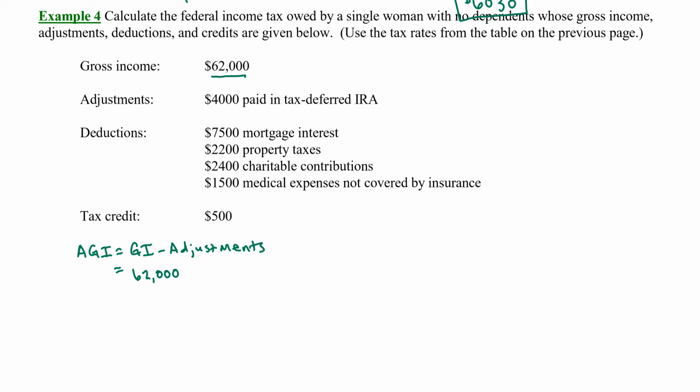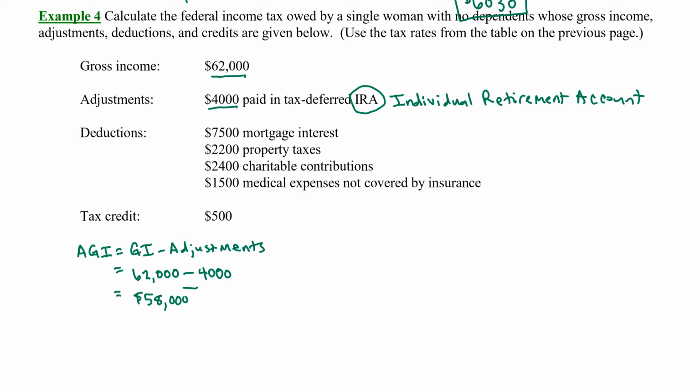Notice she is saving for an IRA. That means individual retirement account. We will spend an entire section learning about those. It's going to be really useful and exciting information. So $62,000 minus $4,000 gives us $58,000 for her adjusted gross income.